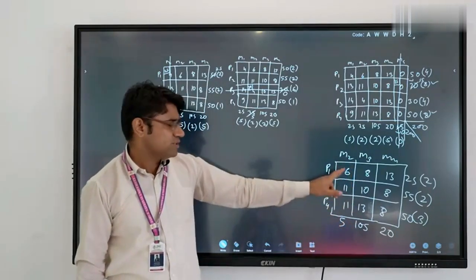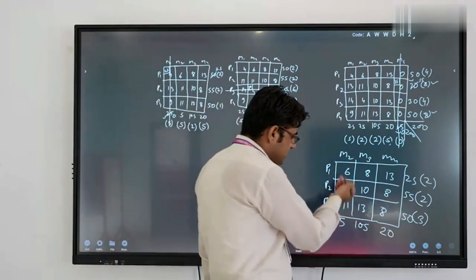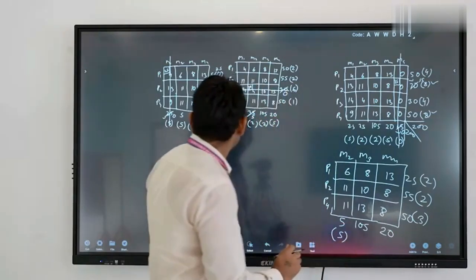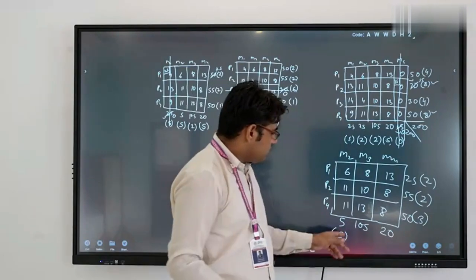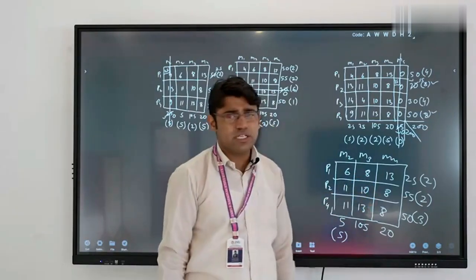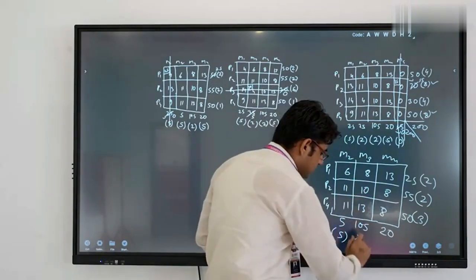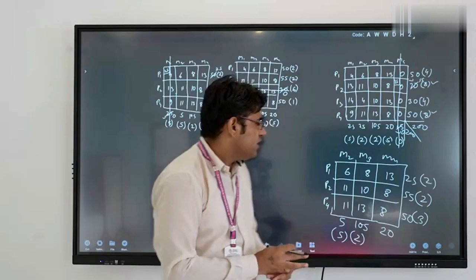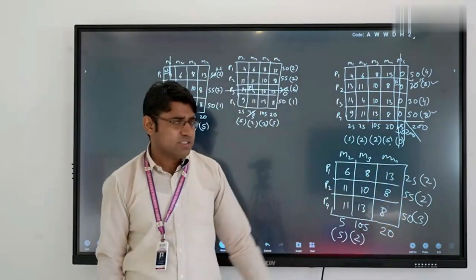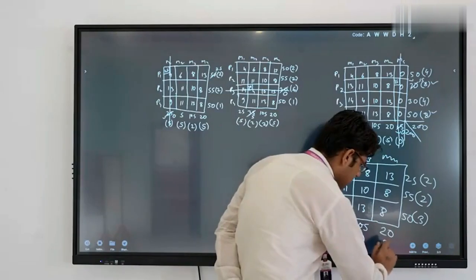Now we find the penalties of each column. In the first column, the smallest is 6 and the second smallest is 11. So the difference of 6 and 11 is 5. So the penalty is 5. Now in the second column, the smallest is 8 and the second smallest 10. So the difference of 10 and 8 is 2. So the penalty of this column is 2. In the next column, the smallest is 8 and the second smallest 13. So the difference of 8 and 13 is 5.